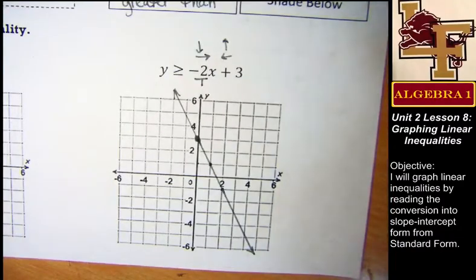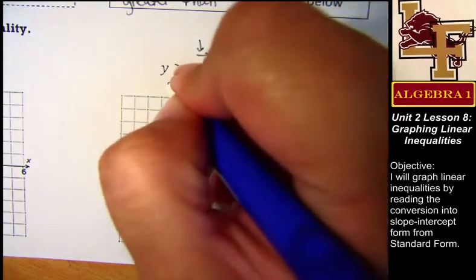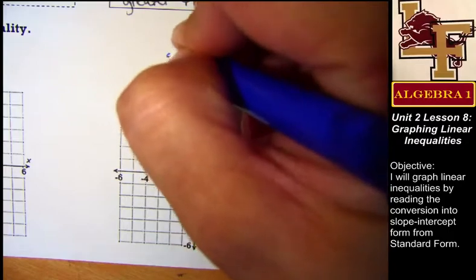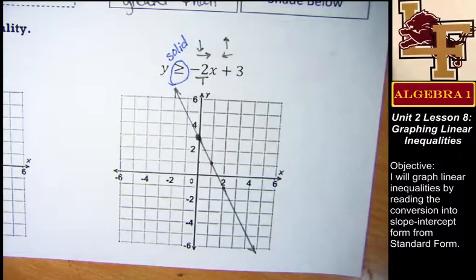All right, but this is an inequality. So my line is either solid or dashed. How do I know which one it is? The sign. Okay, the sign. It's greater than or equal to, so you're saying it's solid. It's solid. This right here is telling me that it's a solid line. So the way I drew it is perfect.